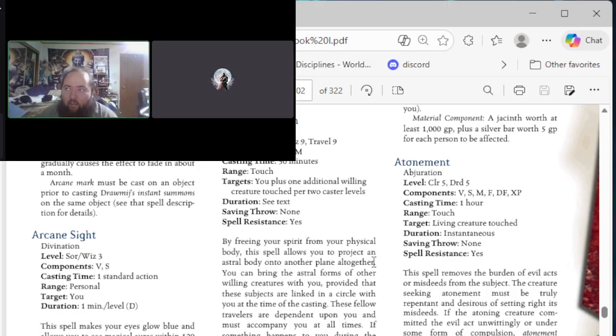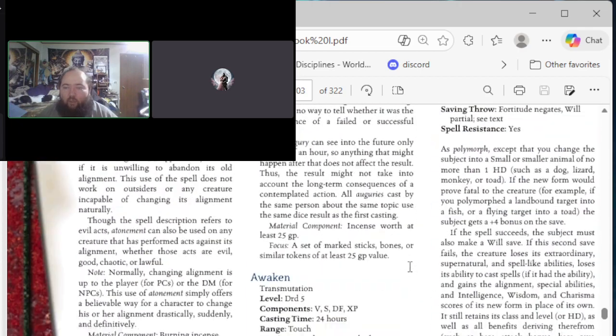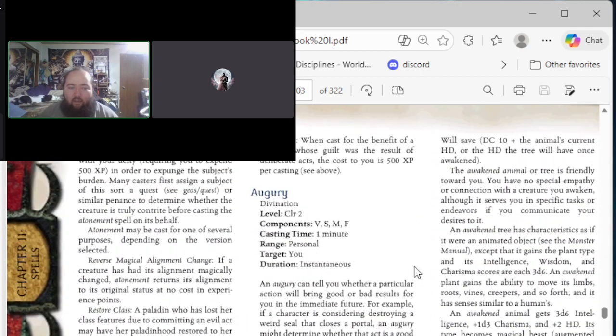Do you have any comments about this particular spell, Almighty Bacon? No, I do not. Not on that one. No comments. If you have any questions about the spell Atonement, please leave a comment.